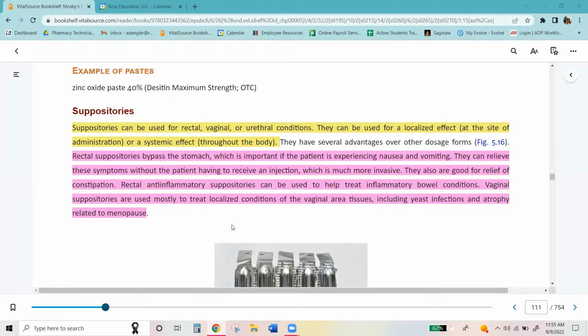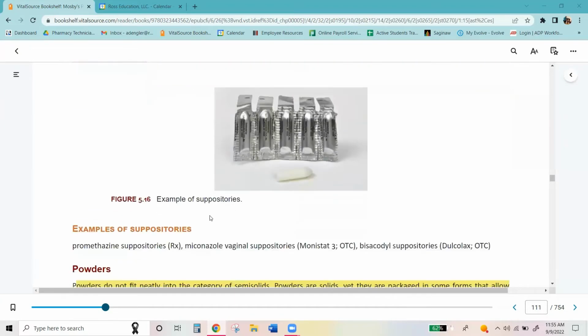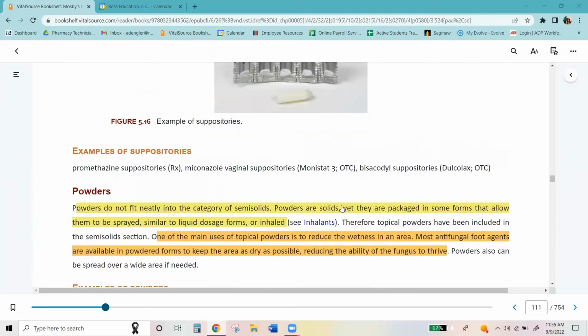Rectal anti-inflammatory suppositories can be used to help treat inflammatory bowel conditions, and vaginal suppositories are used mostly to treat localized conditions of the vaginal area tissues, for yeast infections and atrophy related to menopause. Here's an example of suppositories.